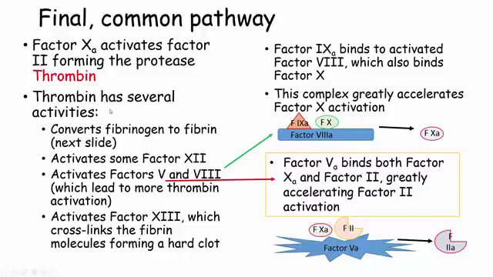Thrombin also has a feed-forward activation loop. It activates some factor 12, and you remember that's up at the top of the intrinsic pathway. It also activates two other factors that we haven't talked about yet, factors 5 and factor 8. And those lead, respectively, to thrombin activation and factor 10 activation. So through these activities, activating factors 5 and 8, thrombin greatly increases thrombin activation.